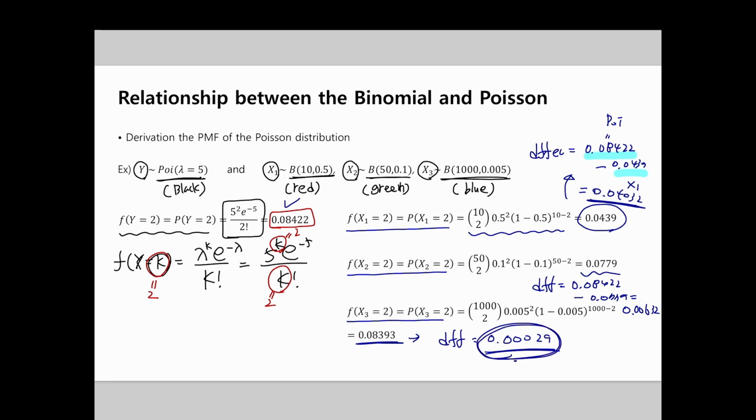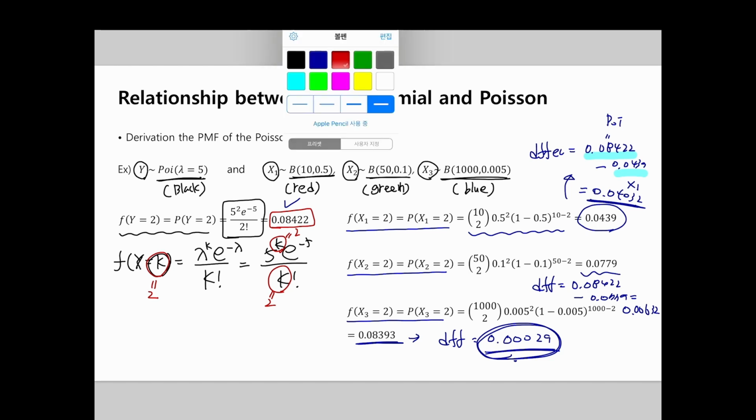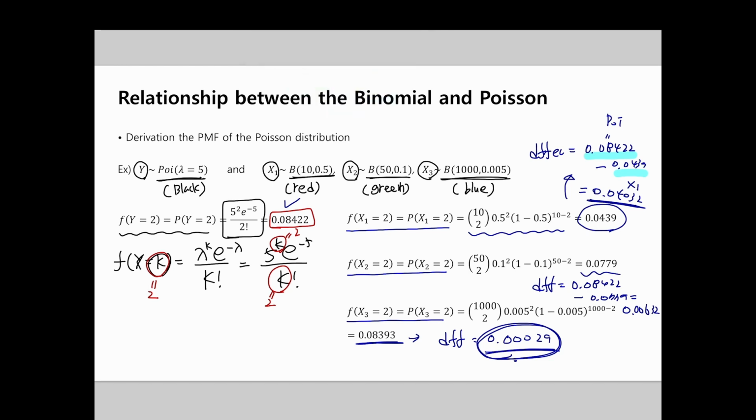Okay, so in conclusion, we can see that if n equal 1000 is large enough and p equal 0.005 is small enough, it approximates the Poisson distribution with its mean, n multiplied by p equal 5, as lambda. Okay.